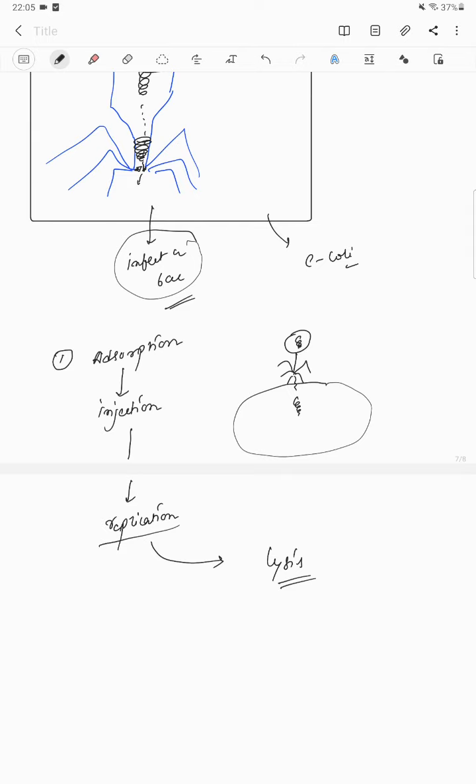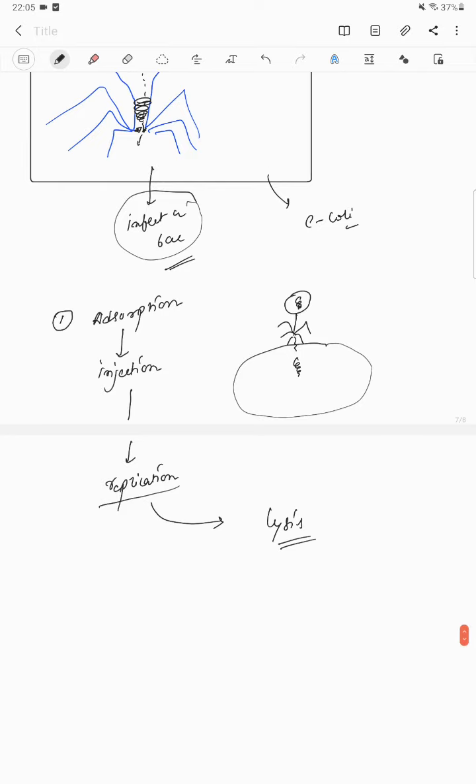First is adsorption, that is attachment to the surface. Second is injection, that is injection of the genetic material of the virus into the bacteria. The third step is replication, that is the replication of the viral DNA, and ultimately it is going to lyse the bacteria. So these are the four steps.